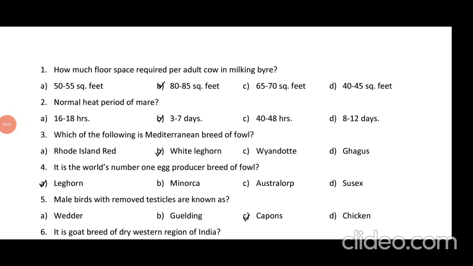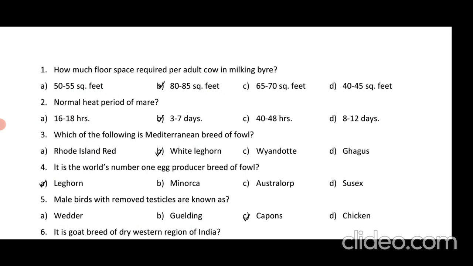How much floor space is required per adult cow in milking byre? 80 to 85 square feet. Normal heat period of mare is 3 to 7 days. Which of the following is a Mediterranean breed of fowl? White Leghorn. It is the world's number one egg producer.